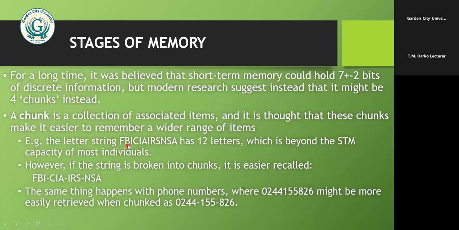For example, we have some alphabet: F, B, I, C, I, A, I, R, S, N, S, A. You can divide them into smaller units. So if you divide them into chunks, you have FBI, CIA, IRS, and NSA. Have you seen them?